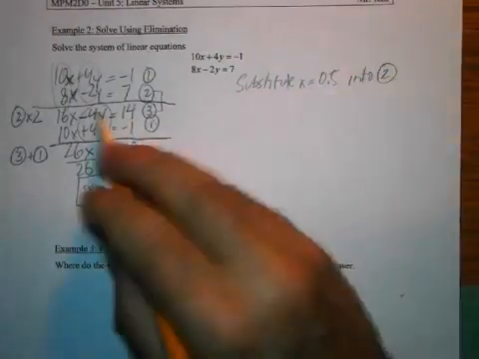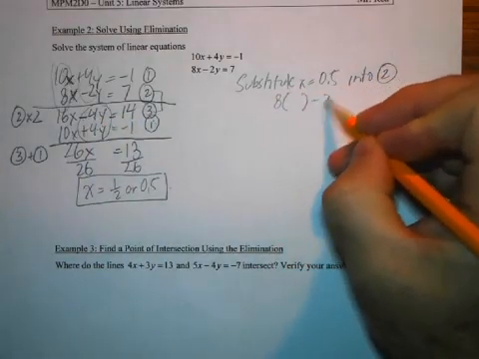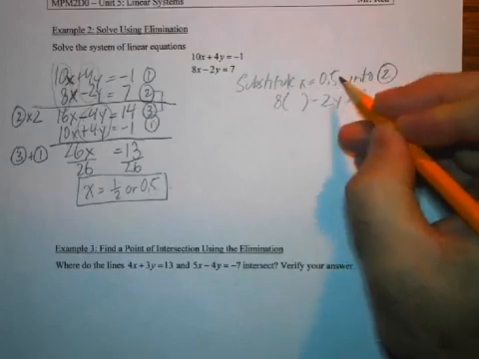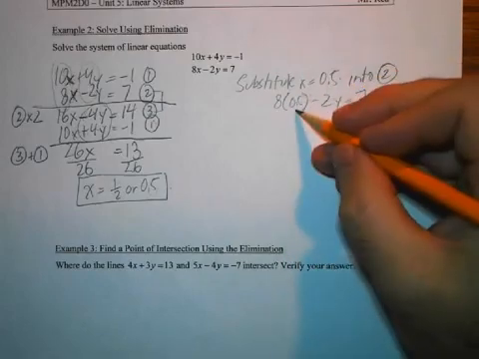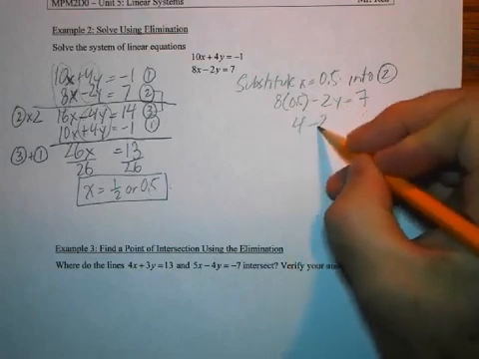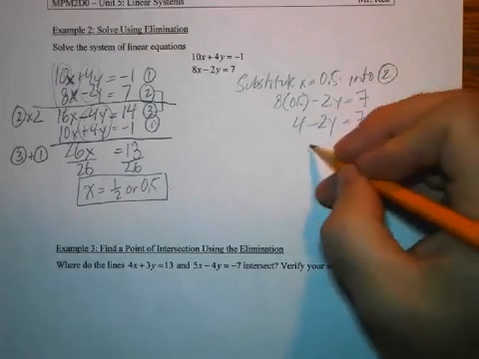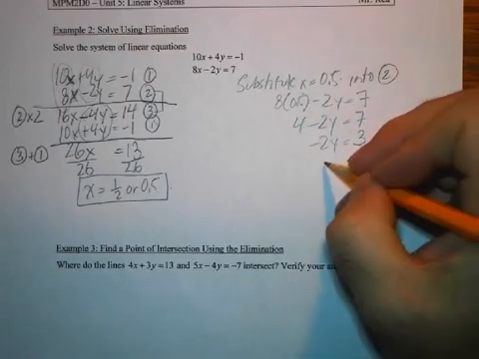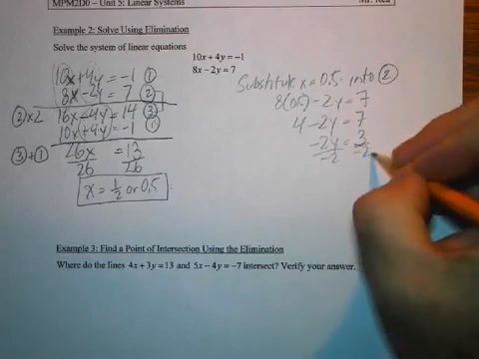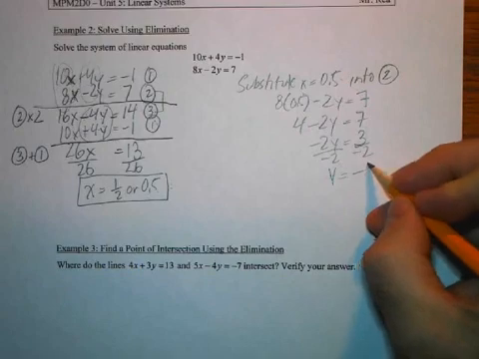So that's going to be 8x minus 2y equals 7, and the x is 0.5. So 8 times 0.5 is 4, minus 2y equals 7. Subtract 4 from both sides, get 3, and divide by -2. Y is equal to -3/2 or -1.5.